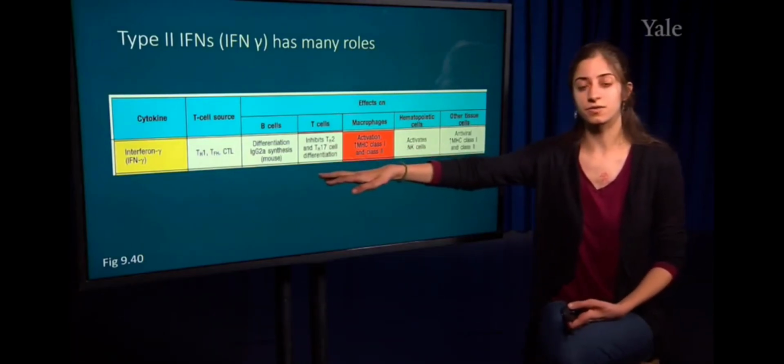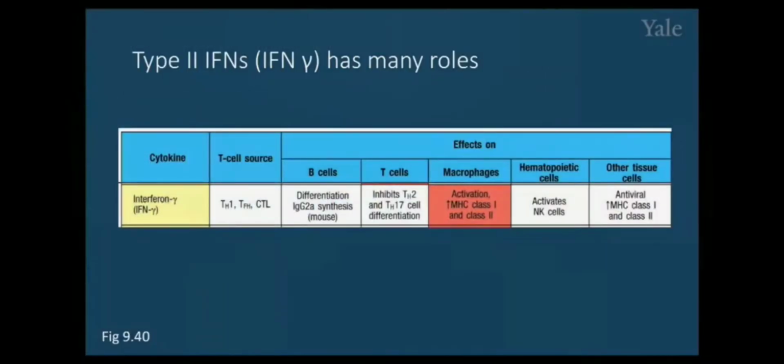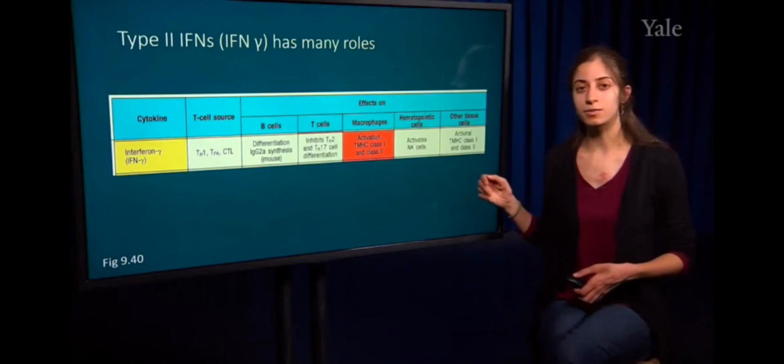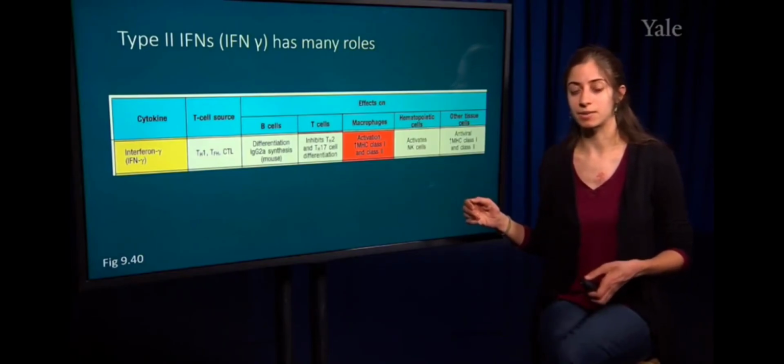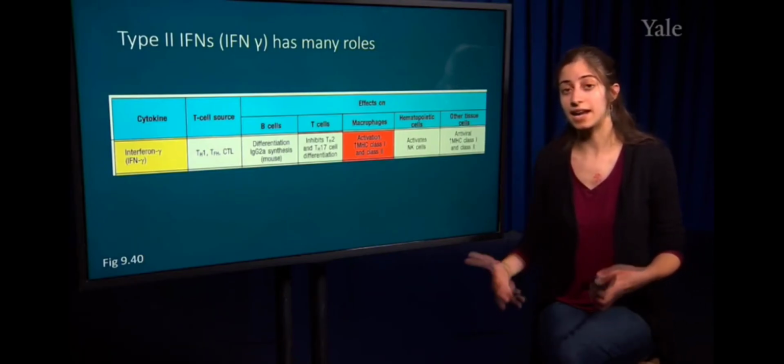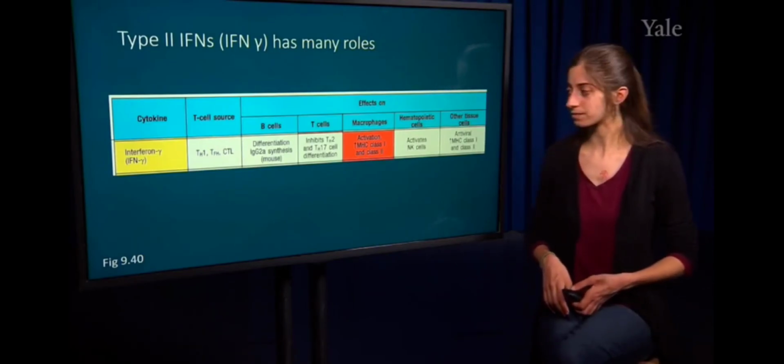So you can see that interferon gamma can be produced by a few different subtypes, including Th1 cells, T follicular helper cells, and cytotoxic lymphocytes. These are CD8 T cells. And they can act on many different immune cells as well. All of these immune cells, when they receive interferon gamma signaling, will enhance their inflammatory or immune function and aid in the clearance of the pathogen.